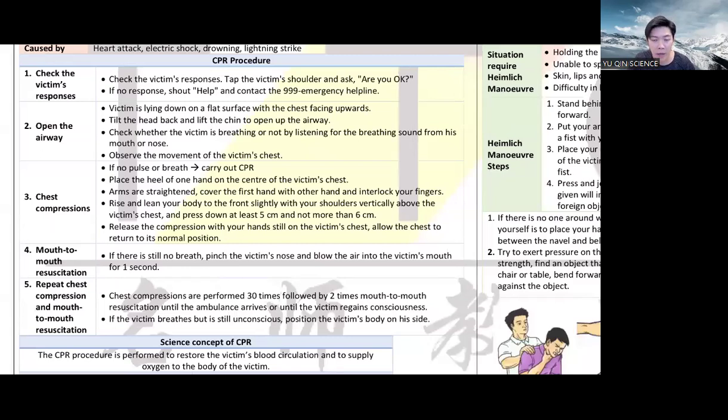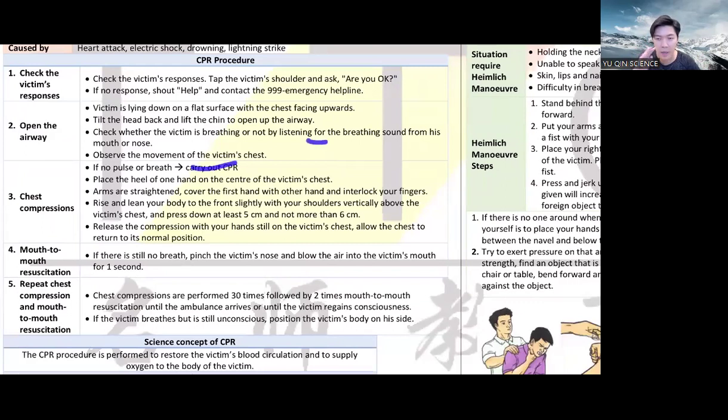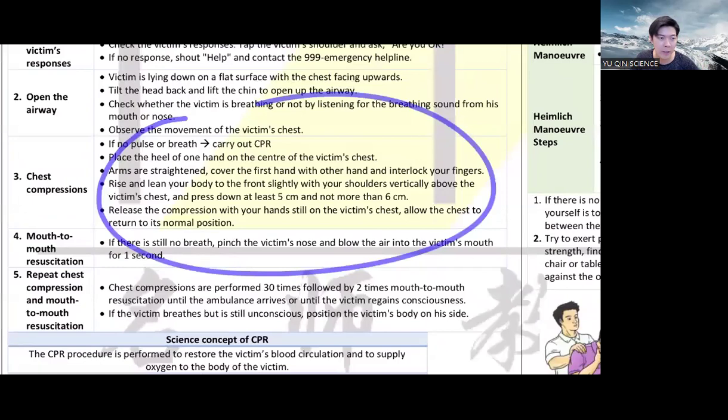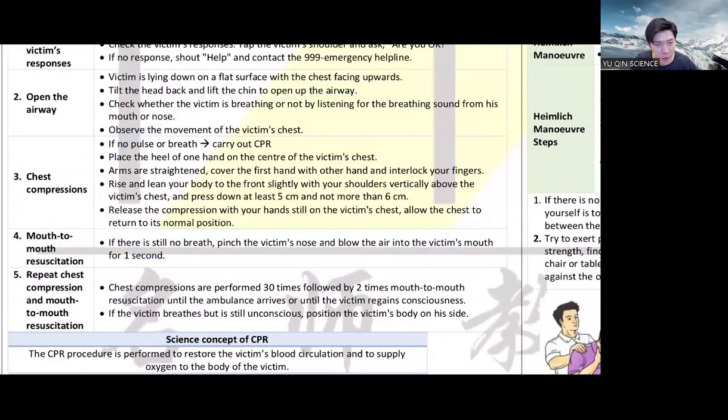Like, for example, number one is the famous, are you okay? Number two, you need to check the airway. I need to open up the airway and listen if there's any breathing and observe the chest of the patient. Number three, chest compression. You go through the details on how to do it, so I'm not going to do it here. Then you do mouth to mouth to supply oxygen. So chest compression 30 times, followed by mouth to mouth 2 times. The steps are like that. Then you repeat until ambulance arrival.